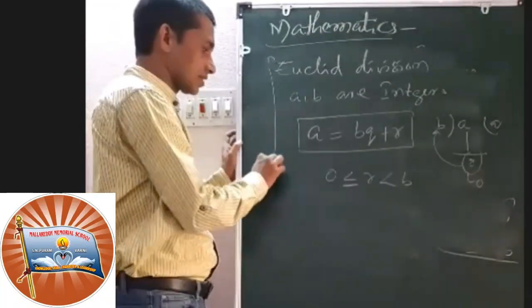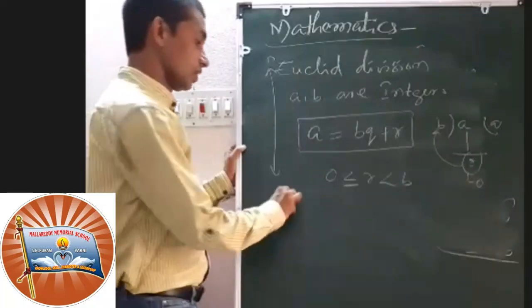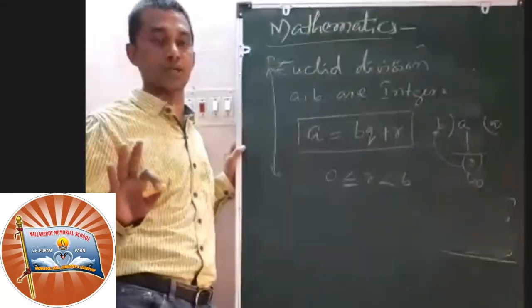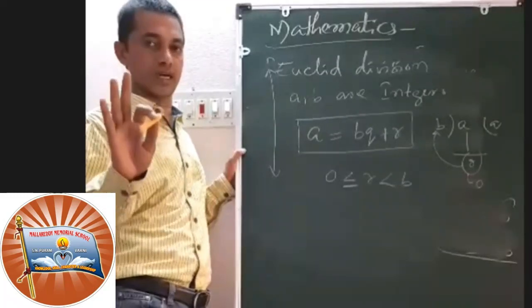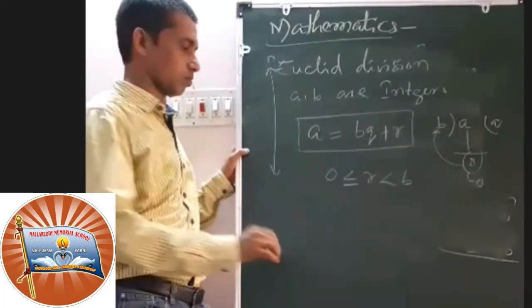Based on the Euclid division lemma, you will get questions, at least a 2 mark question or a 1 mark question. Definitely you will get a question. What kind of question may you get? Find the LCM or find the HCF by following the Euclid division algorithm. Now I am writing a question. Based on this division lemma, you will get at least 2 marks. Is it clear? Some questions will be like that.